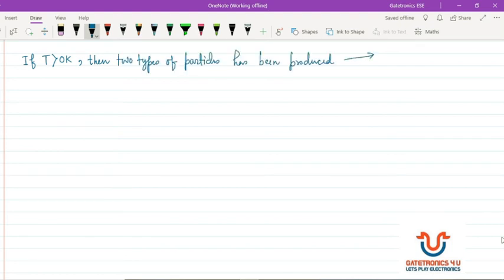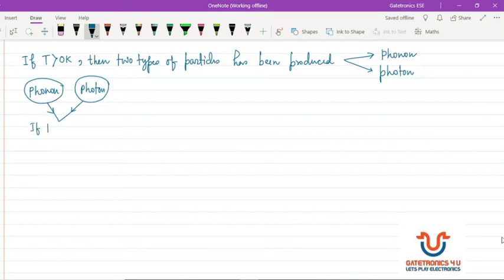First one is the phonon particle and the second one is the photon particle. When this phonon and photon particle interact with each other, if the total energy is greater than the bond energy of the silicon, then the bonds of the silicon will be broken. So if the total energy E total is greater than 1.1 electron volt, which is the bond energy of the silicon, then the bond of silicon breaks.